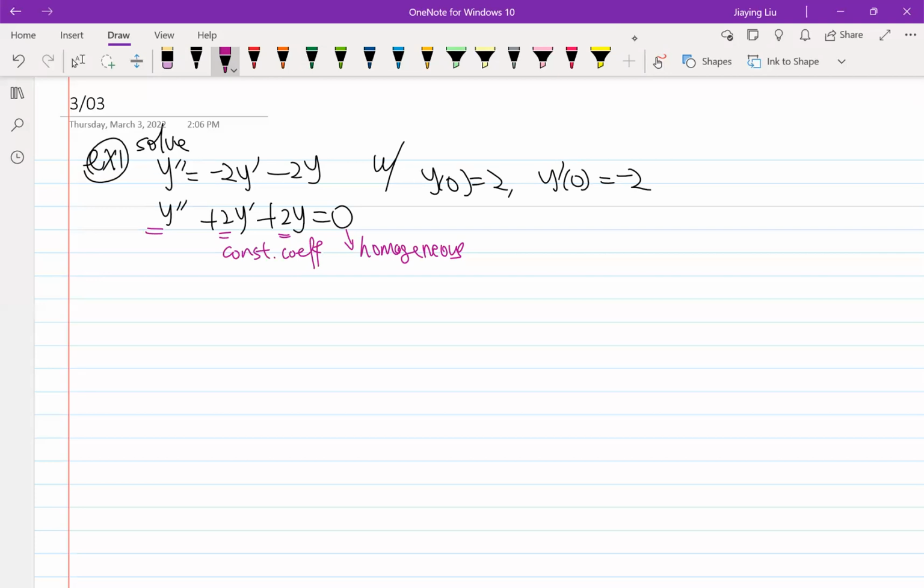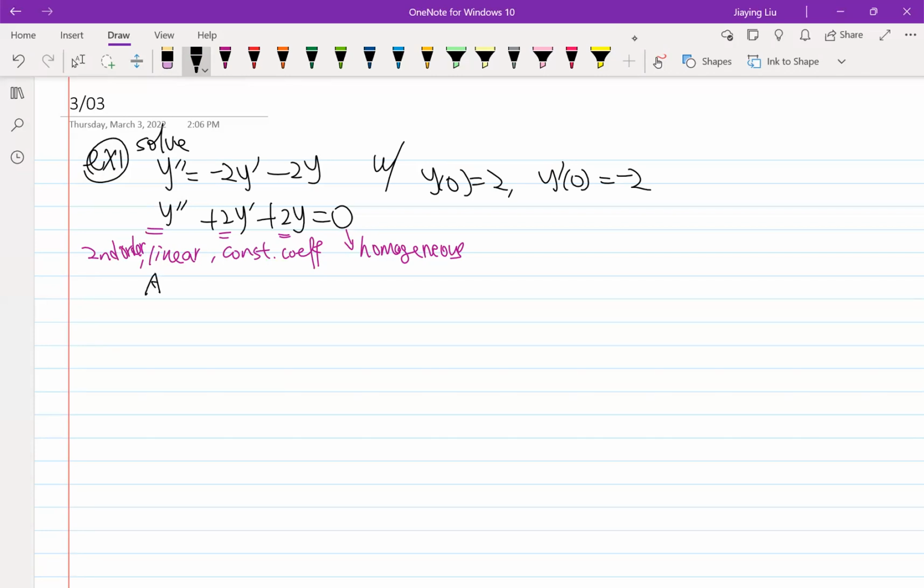It's also linear because y double prime, y prime, and y only have a power of 1, and there are no products of any of them. So it's linear, and it's second order. The order number here doesn't really matter that much; mostly it's just linear, constant coefficient, homogeneous. Which means we can use the ansatz.